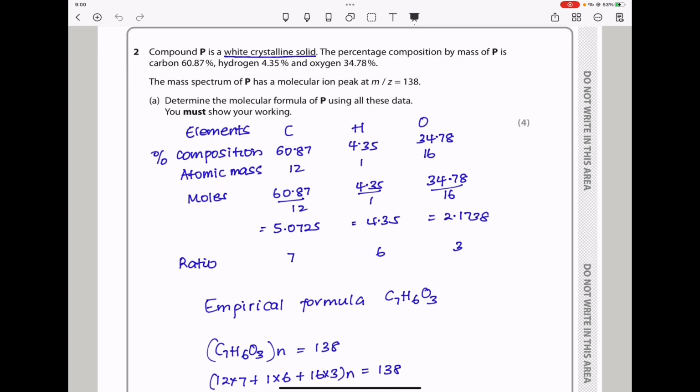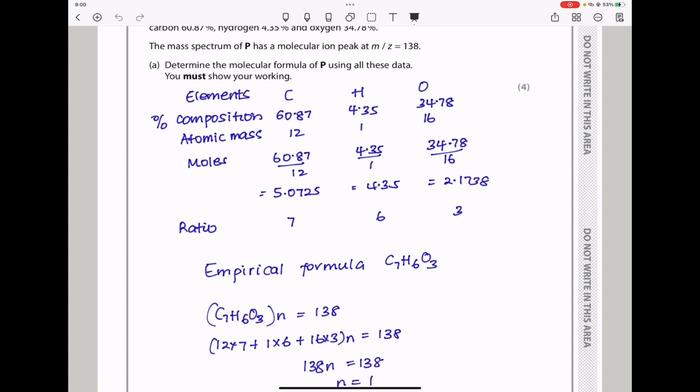So the elements present here are carbon, hydrogen, and oxygen. I put their percentage compositions by mass, which is 60.87, that, which is that, and that, which is here. Then atomic mass of carbon is 12, that is 1, and this is 16. Then to find the number of moles, divide that by that, which I got here, divide that by that, which I got here, and divide that by that, which I got here. Now the next part is for me to find the mole ratio. The ratio came out to be 7 to 6 to 3.